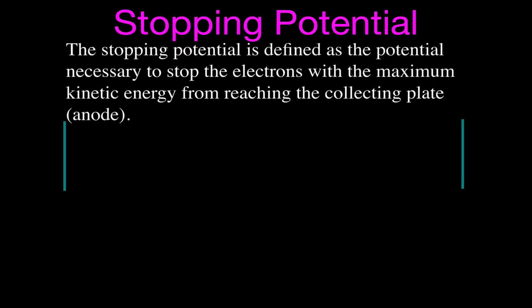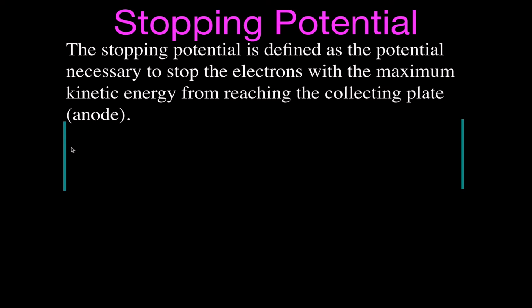This is the photoelectric effect, and this is the stopping potential. Well, you guessed it, that's right. It's called the stopping potential because it is the potential that is used for stopping the electrons. So the stopping potential is defined as the potential necessary to stop the electrons, our photoelectrons, with the maximum kinetic energy from reaching the collecting plate, otherwise known as the anode.